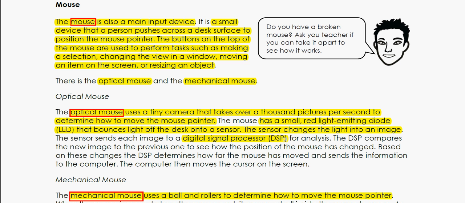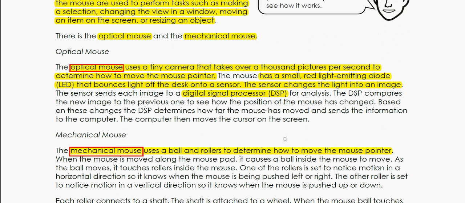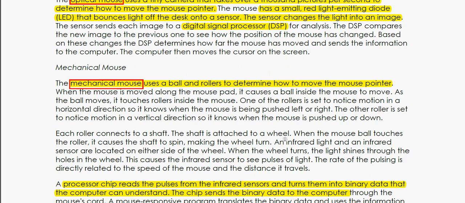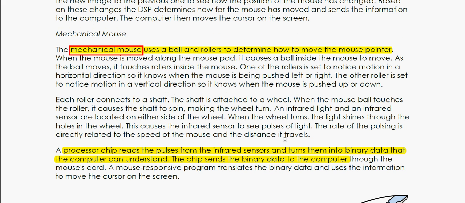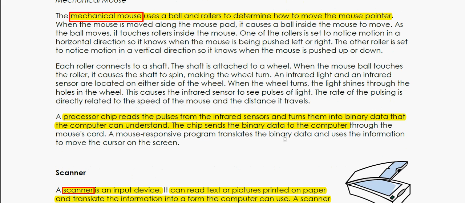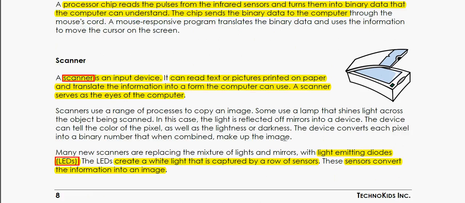And that's going to determine how your mouse will move. Now the mechanical mouse, all you really need to know about that is that it uses the balls and rollers to determine how to move the mouse pointer. We're not going to really get into the design of the mechanical mouse. We don't really need to know that. Mostly you need to know that the processor chip reads pulses from infrared sensors and turns them into the binary data that the computer can understand. Binary data is that 1 and 0, which is the binary code or the language of computers. And that has to be translated.